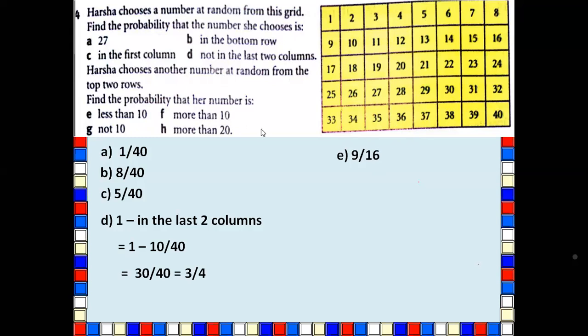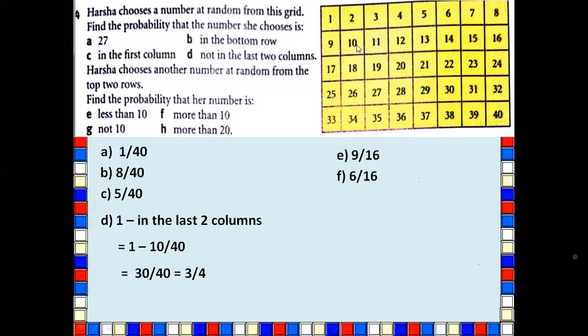Yes, teacher. Part F, Lamar. More than 10. So how many numbers more than 10 up to 16 only? 1, 2, 3, 4, 5, 6. So it's going to be 6 out of 16. Yes, exactly. 6 numbers out of 16. Look, more than 10. So be careful, we don't need the 10. More than 10, there's 11, 12, 13, 14, 15, up to 16. So 6 numbers out of 16 numbers in the top 2 rows.